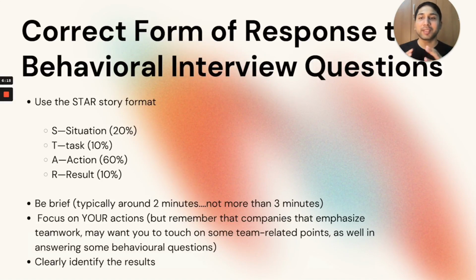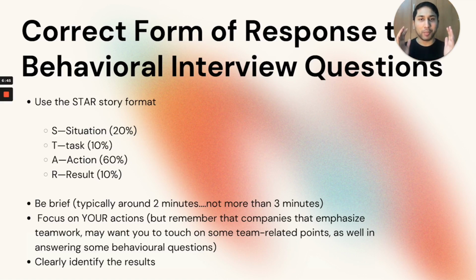The numbers that I have written on the screen can't be exact, but they show you the priority, or at least the importance, of each segment. As we told you, STAR is situation, task, action, result. The situation setting should take not more than 20% of whatever time you are consuming. Task should be very crisp: what were the tasks, what are the challenges that you are facing?